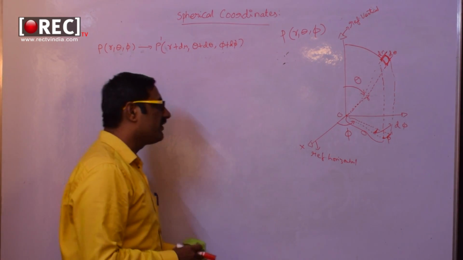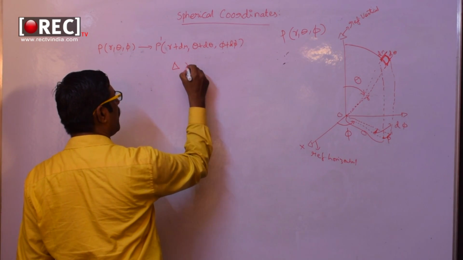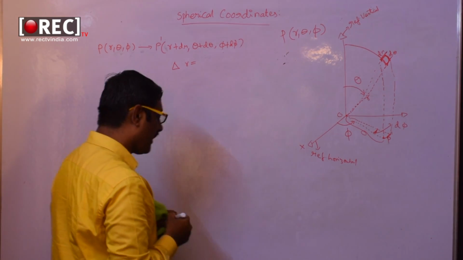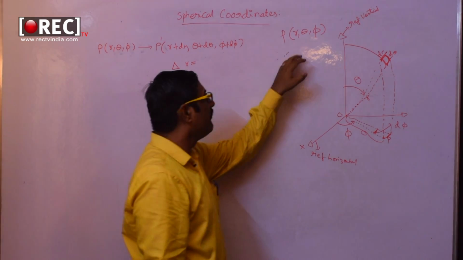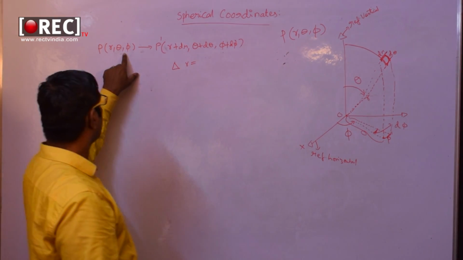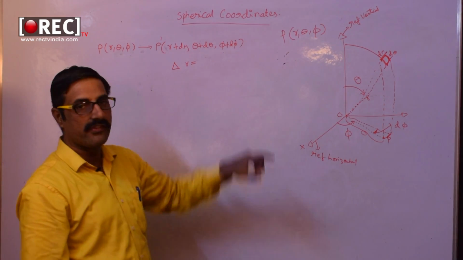Now let us calculate the increment length due to this change. Let us start with delta r. What is delta r? Delta r is the increment in length in the r direction, when the point P, r theta phi is moved to P dash of r plus dr, theta plus d theta and phi plus d phi.